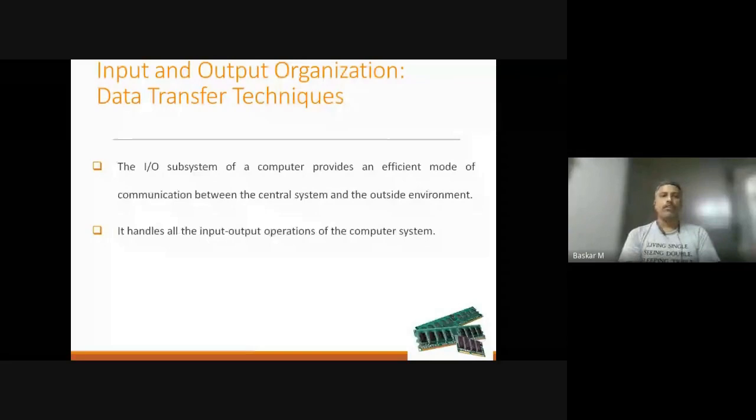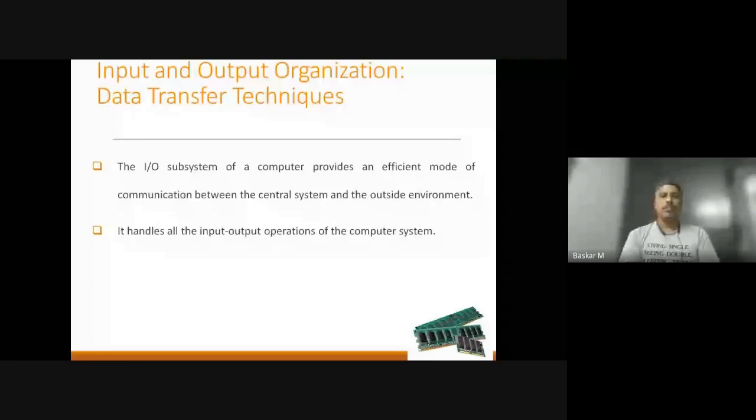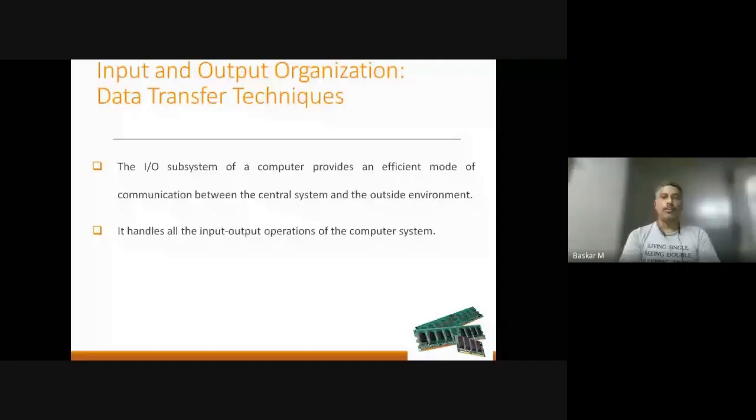You know very well, in our processor, we can connect more than one input and output device. The way these input and output devices communicate or connect with the processor is taken care of by the input and output organization. Okay. So first we are going to see about data transfer techniques.